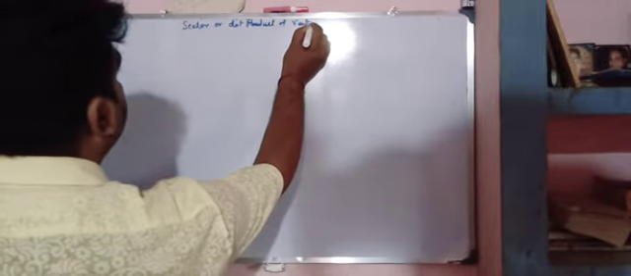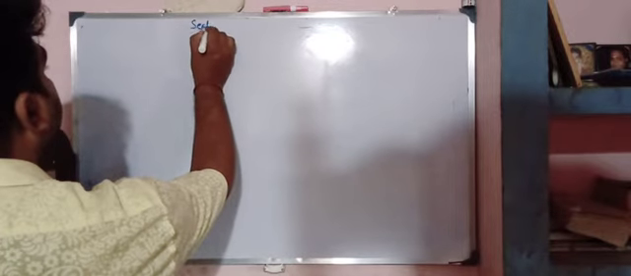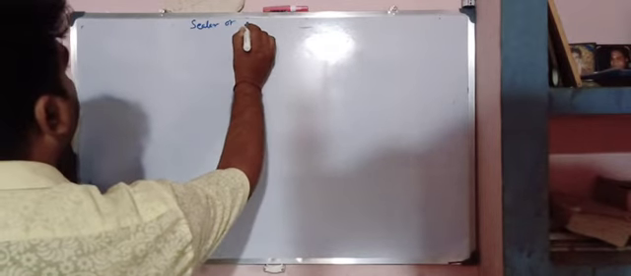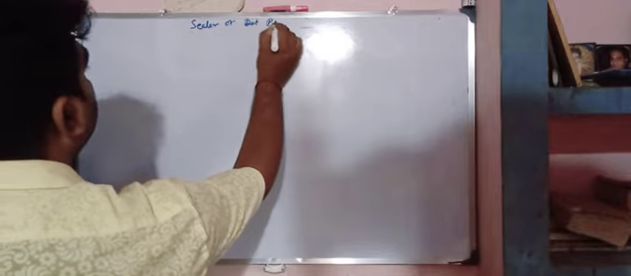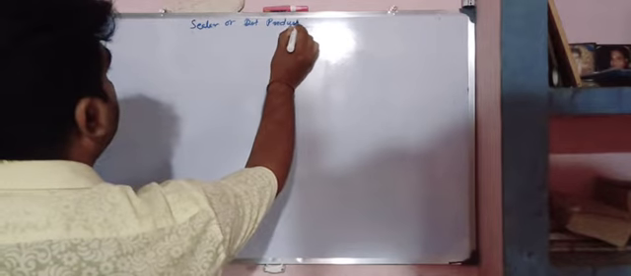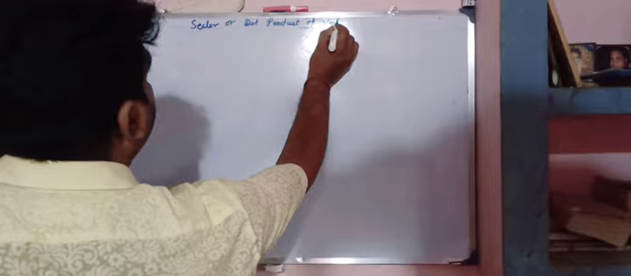Scalar or dot product of vectors. Okay, so this is the chapter name. Hope it is visible to you.